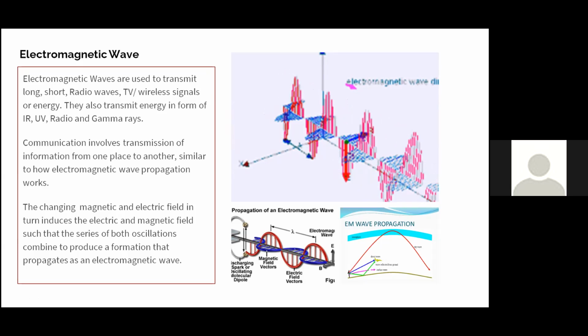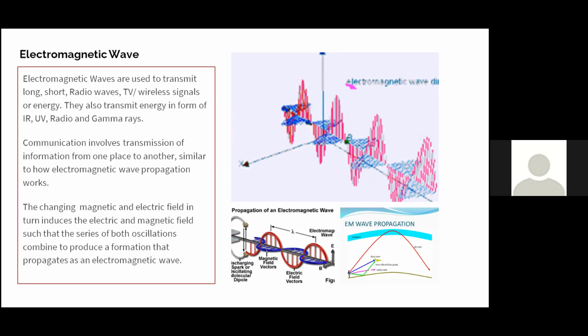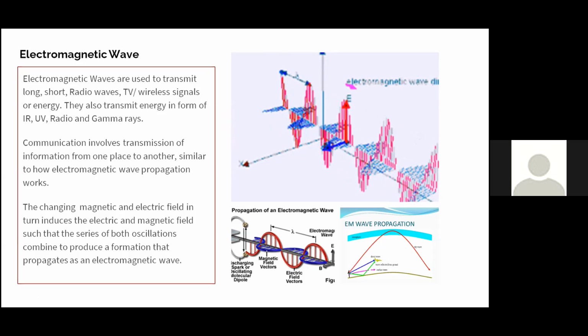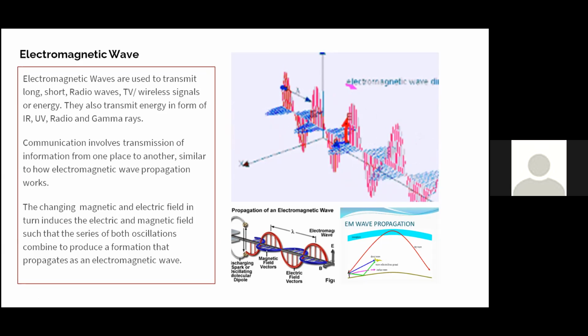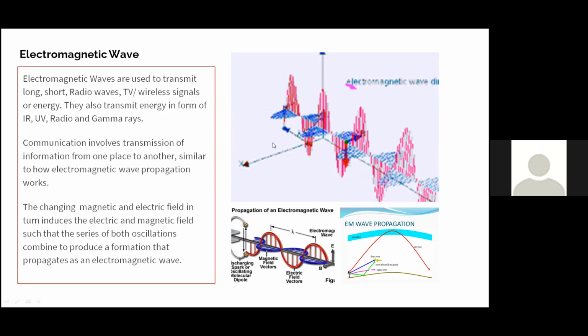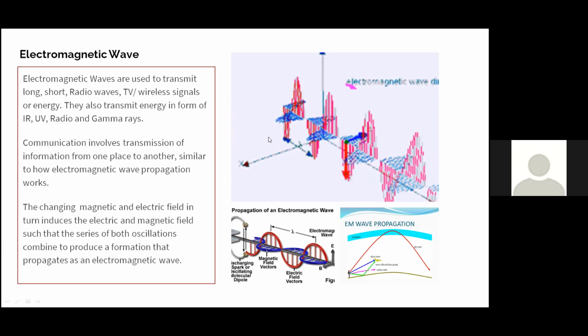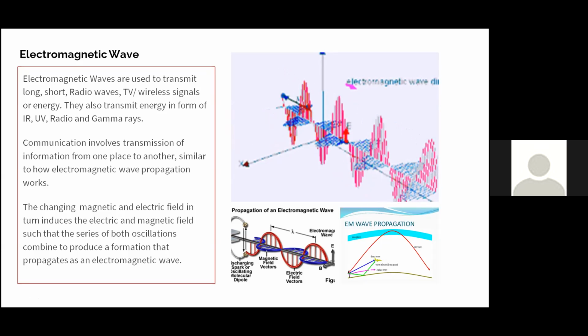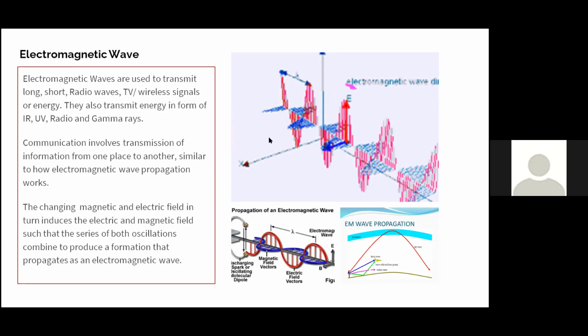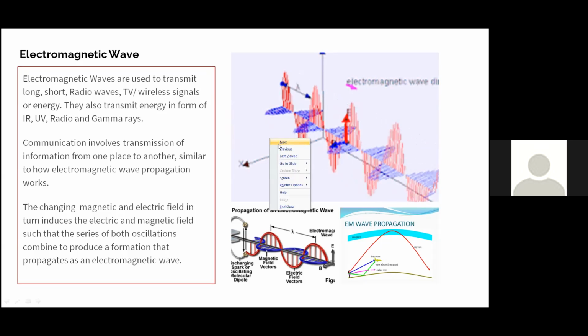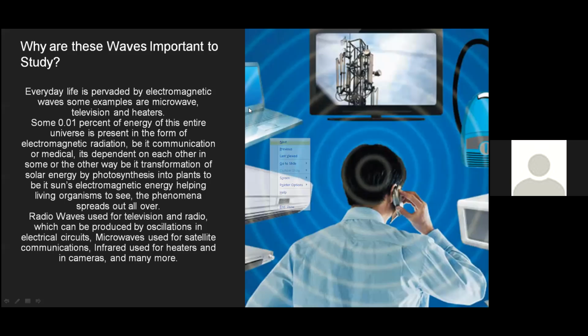From its origin, the wave will propagate outward in all directions. If the medium in which it is propagating, air for example, is the same everywhere, the wave will spread out uniformly in all directions. Now, moving on further with the importance of electromagnetic waves, I'd like Alinda to carry on.